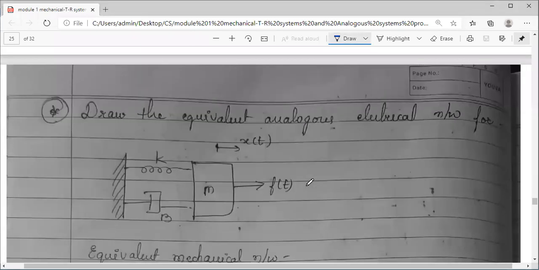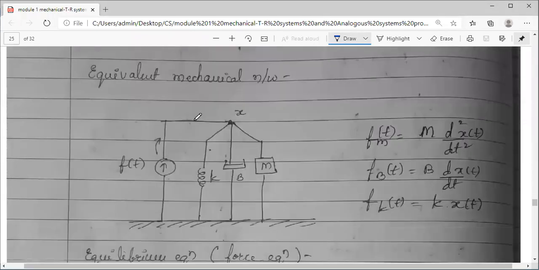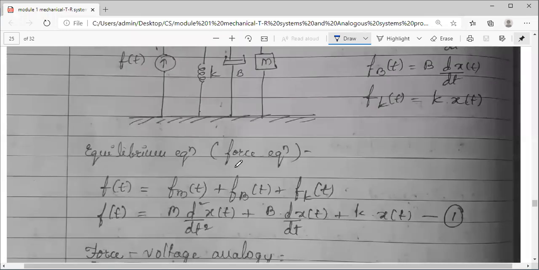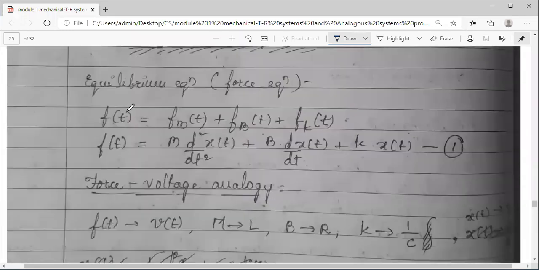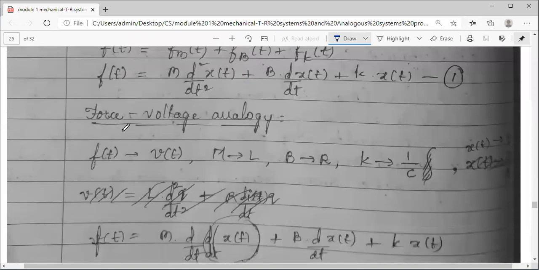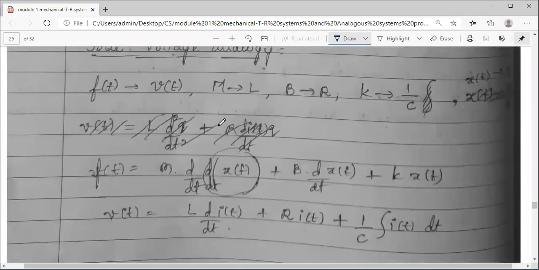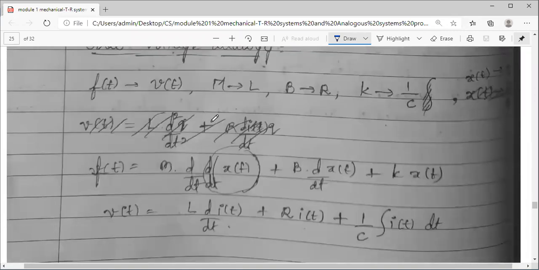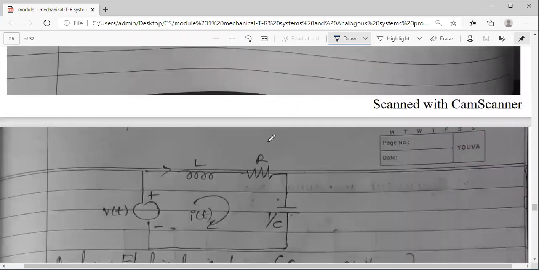I just wanted to clarify one doubt. You already know the steps, but let me recall them. We first find the equivalent mechanical network, and we draw it depending upon the number of nodes. Then we write the nodal equations, the equilibrium equations. There will be as many equations as there are nodes. Then we go for the force voltage analogy. From those node equations, we replace each quantity equivalently and write the equations.